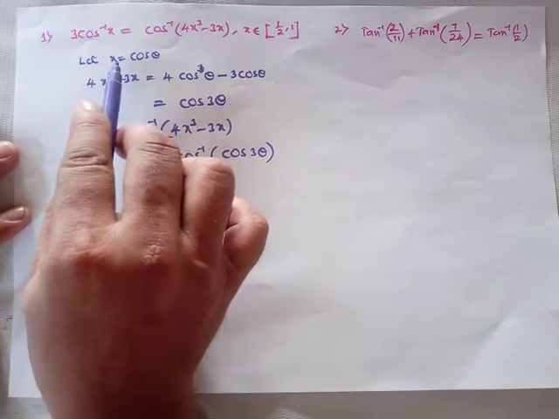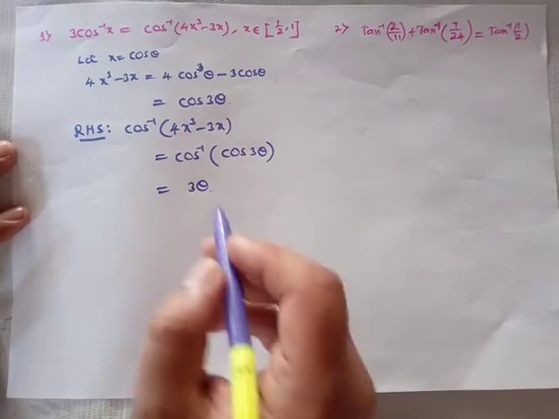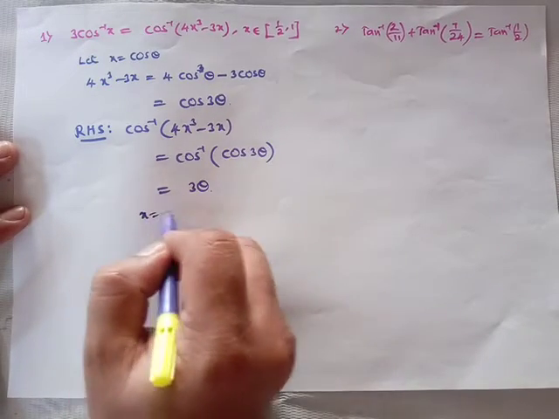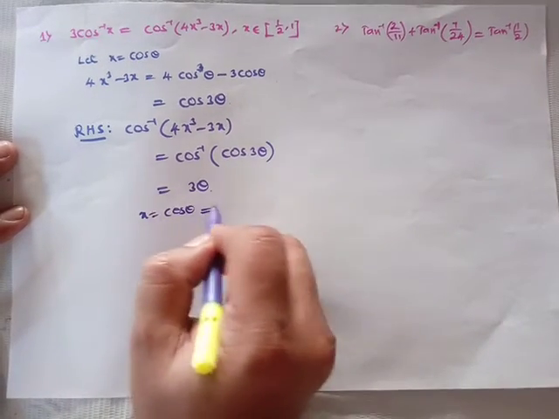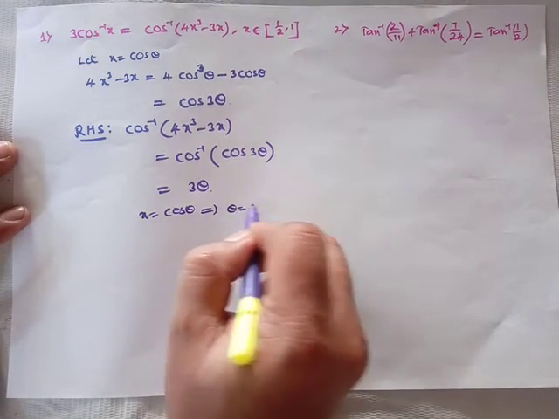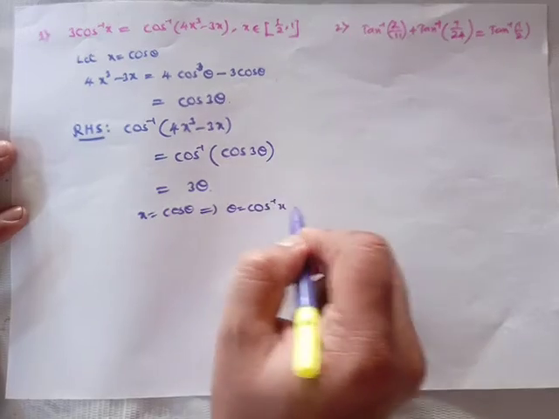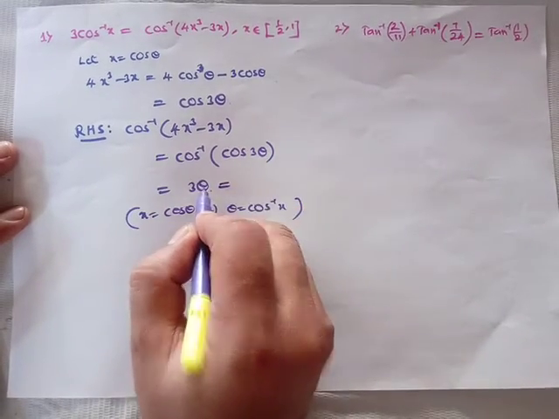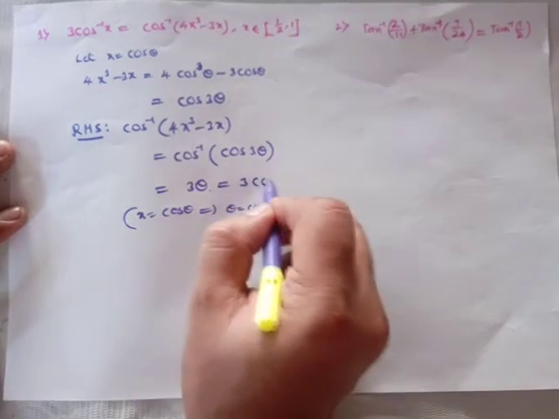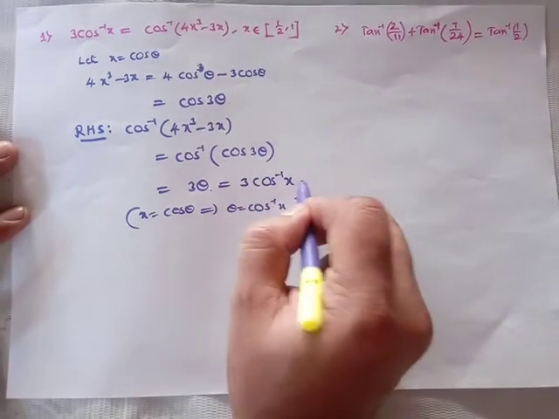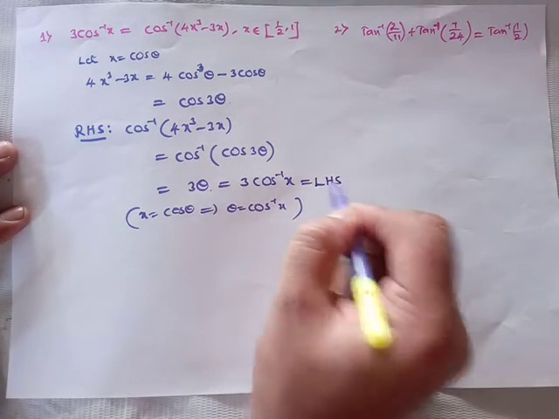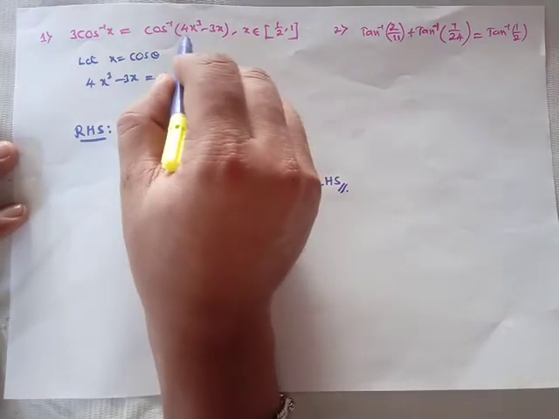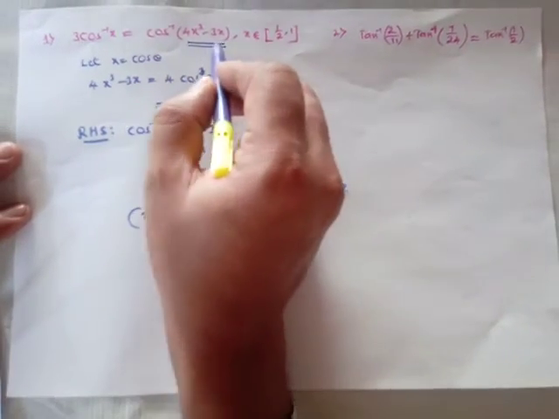We already saw x is equal to cos theta, then theta is equal to cos inverse of x. Here theta is nothing but cos inverse of x, which can be taken as the LHS value. This way you need to understand what you need to substitute here.